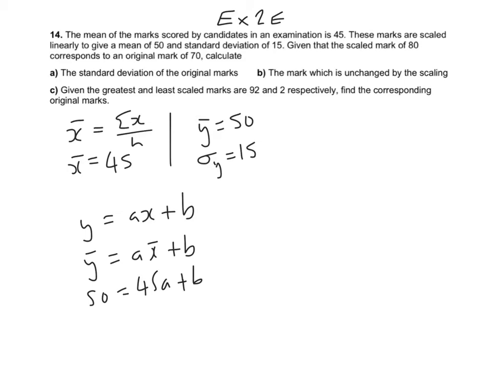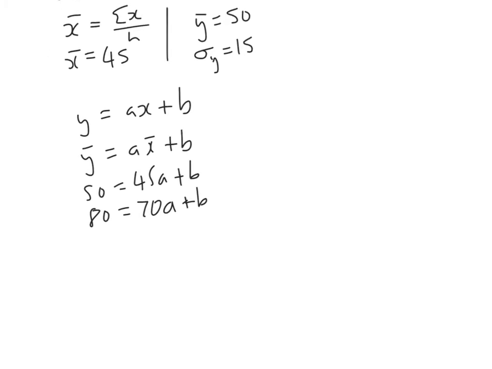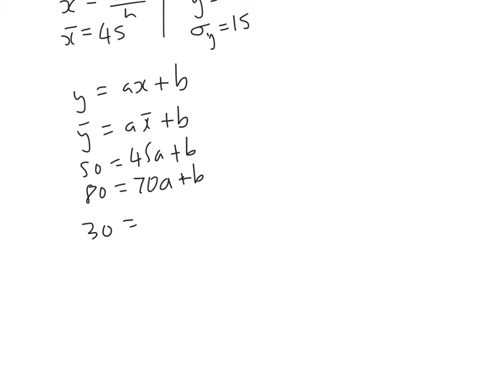Now, you might think that's not that useful, but we also know that the scaled mark 80 corresponds to the original mark of 70, so we can also put it into this formula. So the y value being 80 corresponds to an x value of 70. If we solve those simultaneously, we get 30 equals 25a if we subtract the first equation from the second equation. So a is 30 over 25, which is 6 over 5.